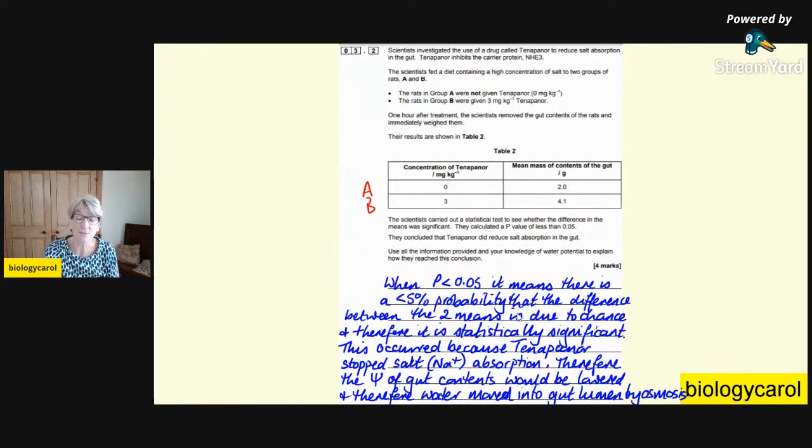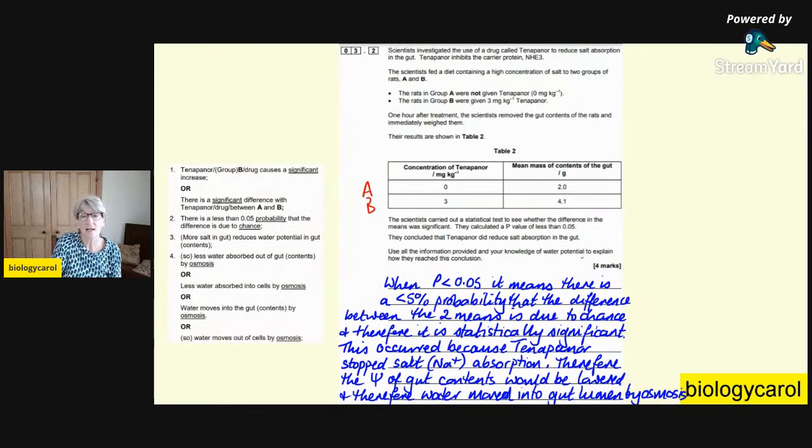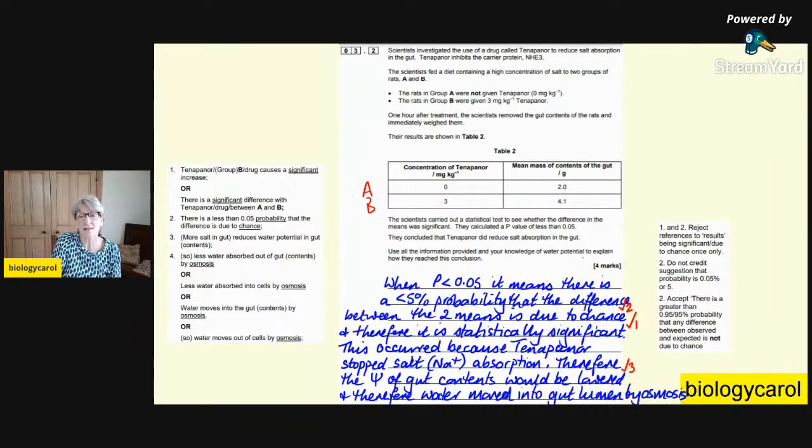stopped salt absorption, and therefore the water potential of the gut contents would be lowered because there would be more salt in the gut contents, and therefore the water would move from the cells of the lining of the gut into the gut by osmosis, and therefore the gut contents would weigh more. And here are the mark schemes and the notes, and this is where I got the marks, and I got all four marks as a result.